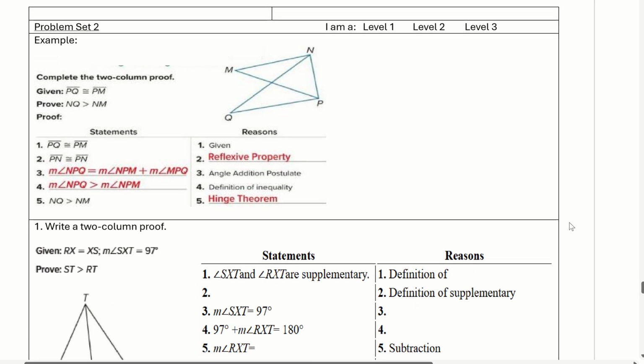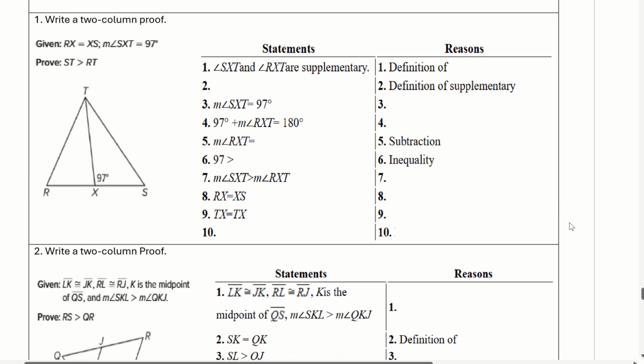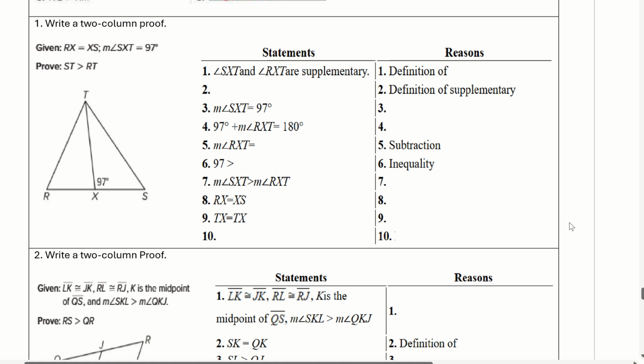Now let's look at problem set number 2. We want to write a two-column proof. First off, number 1 is not a given. Number 1 is just that angles SXT and RXT are supplementary. So that's this angle and then this angle.